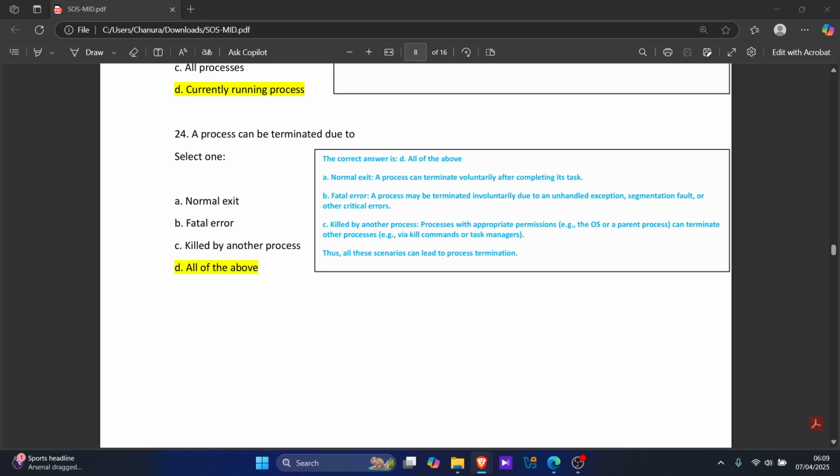But let me double check to make sure I'm not missing anything. Normal exit is straightforward. Fatal errors causing termination is standard. Another process killing it, like through task manager or kill commands, that's also standard. There's no scenario mentioned here that's not covered by these options. So combining them all makes sense. I don't think there's any other common termination reason outside of these. Maybe some edge cases, but the question doesn't present other options. So yeah, the answer must be D.